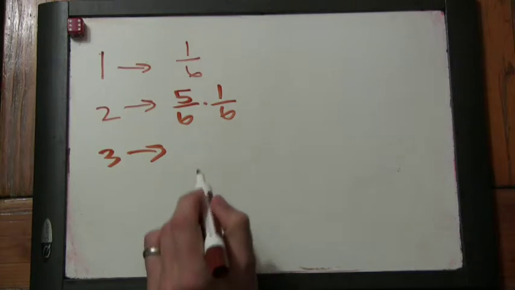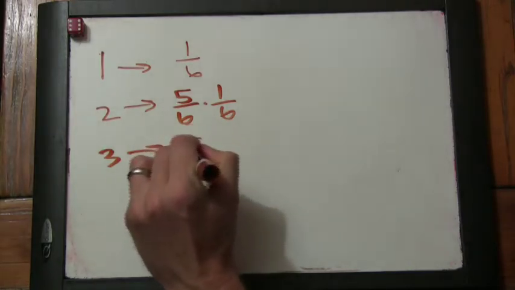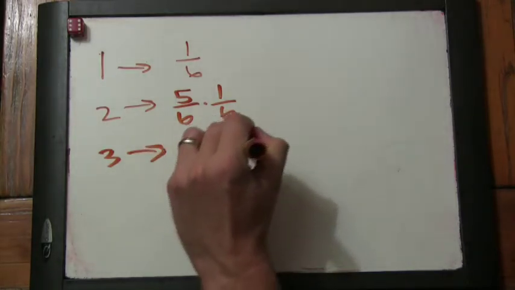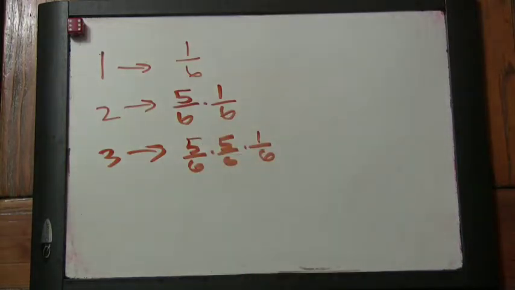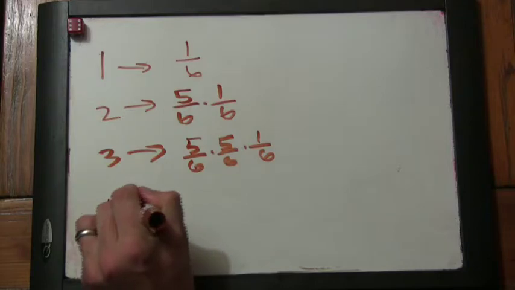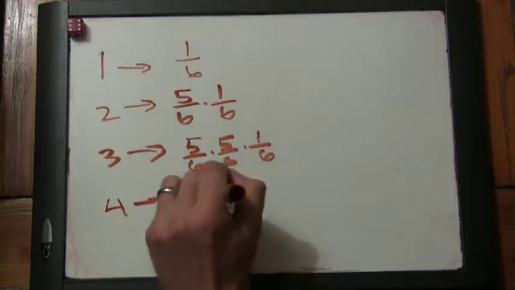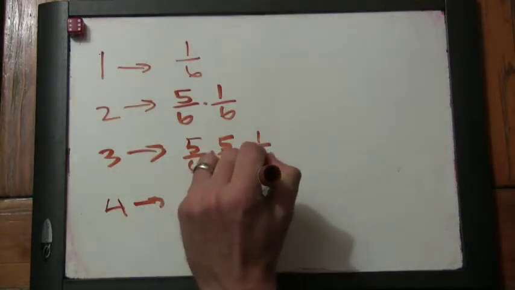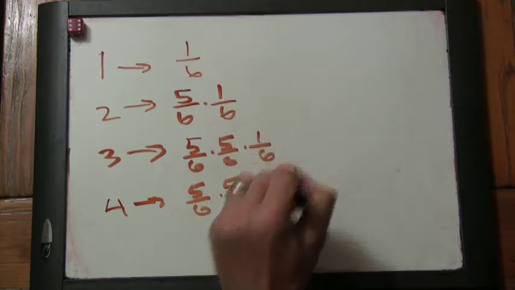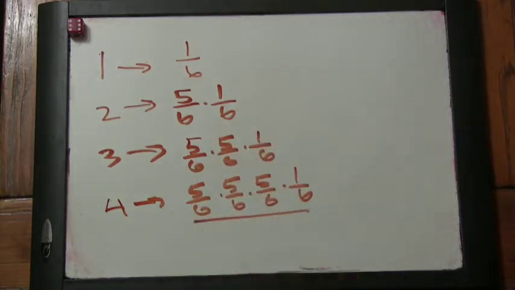And then 5/6 times 5/6 times 1/6, because we can roll the same numbers. Okay. And then this is going to keep going. So 5/6 times 5/6 times 5/6 times 1/6. This is the probability of getting it on the fourth try without having gotten a 6 previously. Yes. Okay, nice. So now here's the challenge.